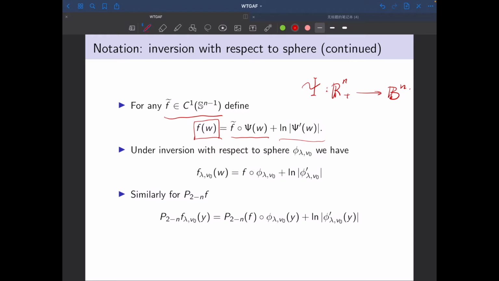When we do inversion with respect to the sphere, we obtain a new function f lambda v0, which is the function f composed with the inversion with respect to the sphere, plus the natural log of the conformal factor. Similarly, we also need to consider what happens to the hyperbolic harmonic extension of f. If we do the inversion with respect to the sphere first, and then the hyperbolic harmonic extension to the upper half space, this is what we are going to get.